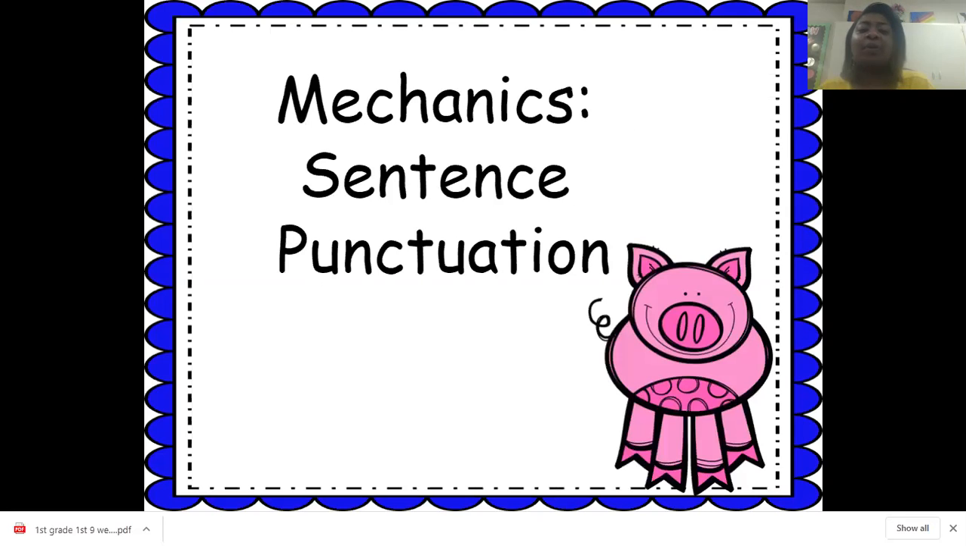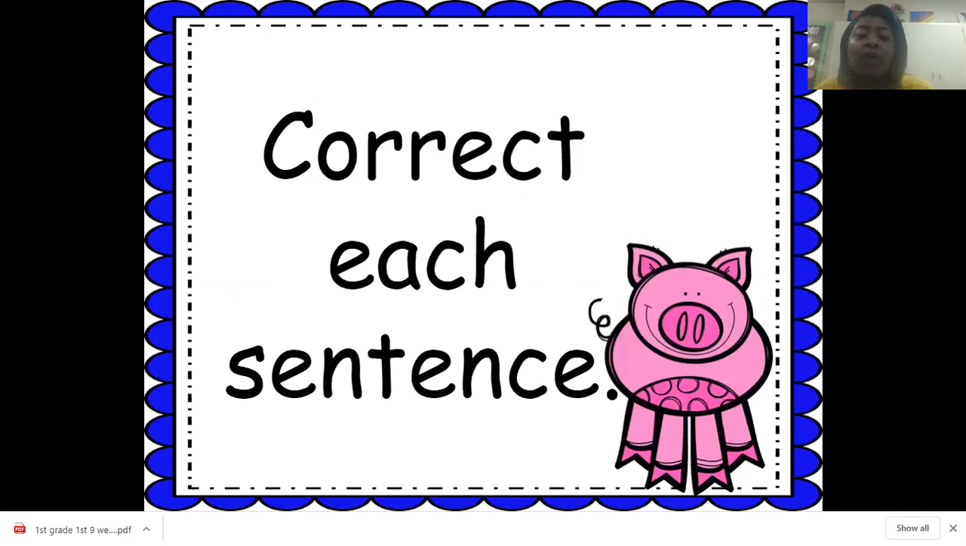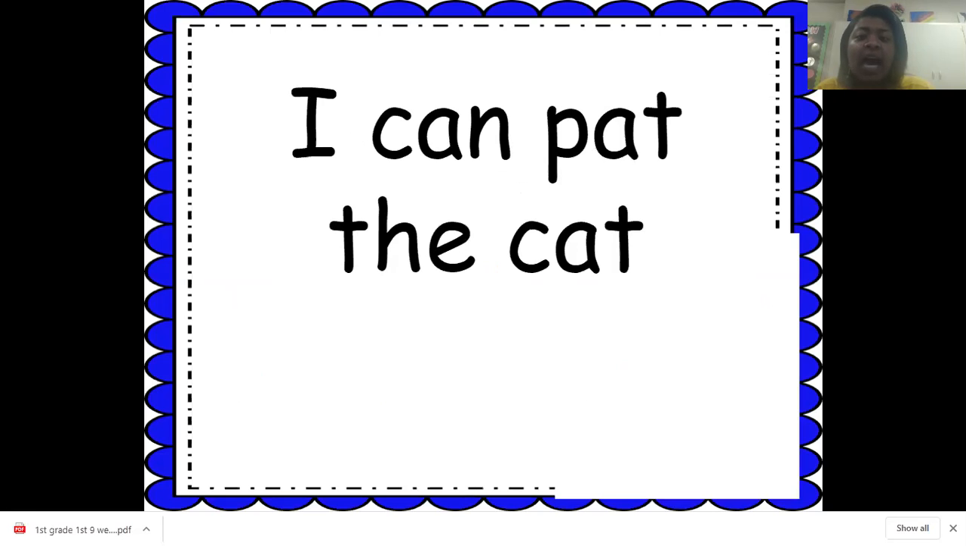All right, remember, sentences have punctuation marks at the end. A sentence that tells us something ends with a period. So if someone is just telling you information, that is going to end with a period. We're going to correct each sentence. I can pat the hat. Remember, a sentence begins with a capital letter, it makes sense, and it has a punctuation mark, and we're learning about periods. So it's missing the period.